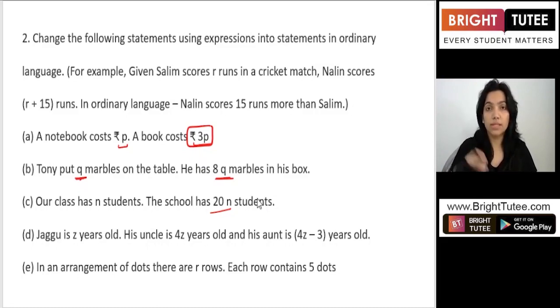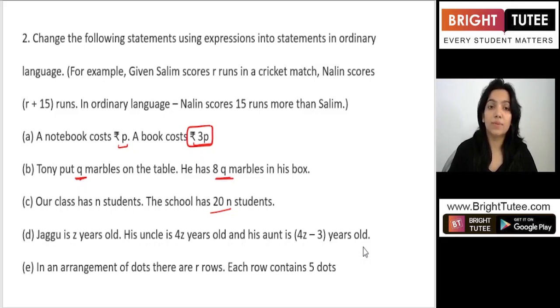Okay, so what is compared to the number of students of the class? We are comparing the students in the complete school. So it is 20 times more. Okay, now Jagu is 7 years old. His uncle is 4Z years old and aunt is 4Z minus 3 years old. So it's simple. Jagu's present age is Z years old. His uncle's age is 4 times Jagu's age and his aunt's age is 3 years less than the uncle's age.